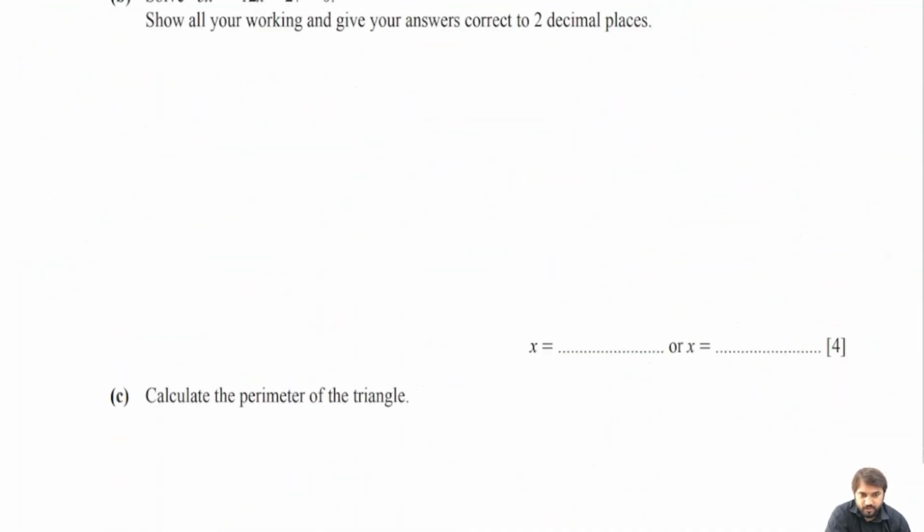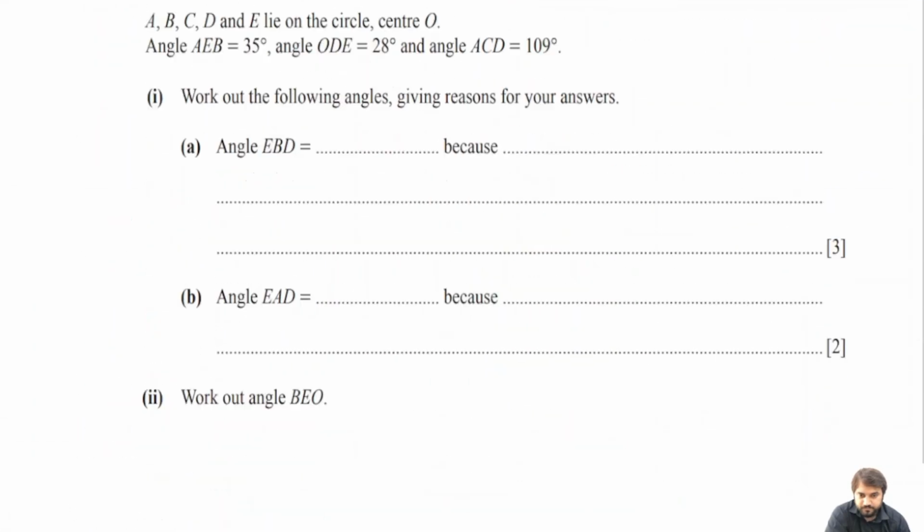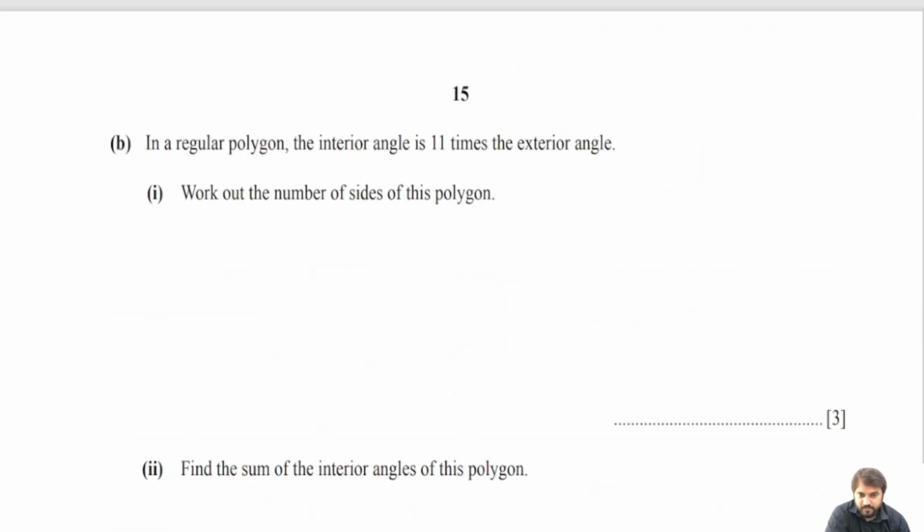Our next question is a part of this question. Question number 9, part B. This is question number 9 of the same paper, that is QP 42, the same paper. Question 9 B part. In a regular polygon, the interior angle is 11 times the exterior angle. So this is information. We are going to write this information in mathematical form.